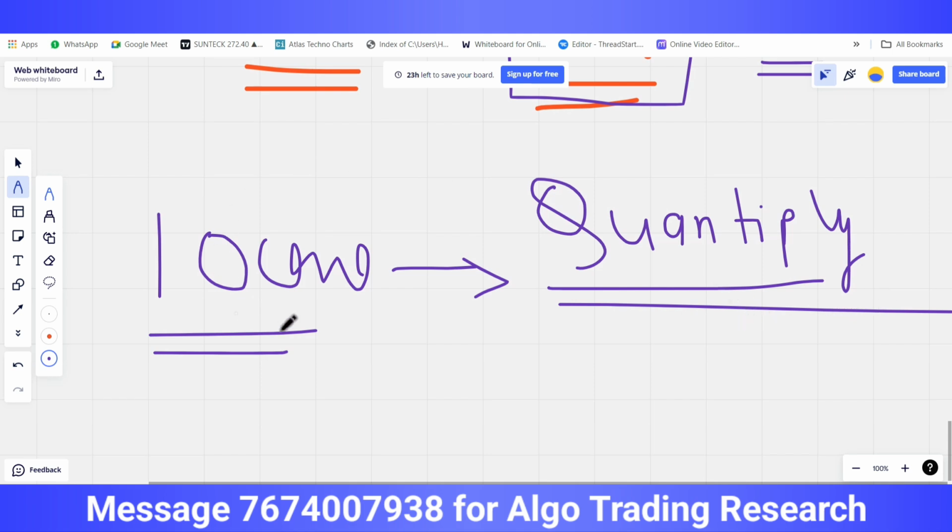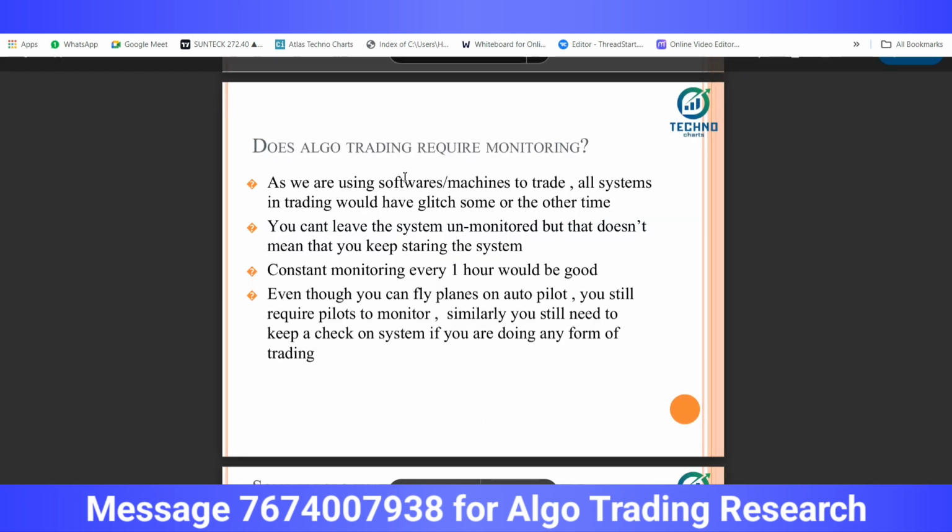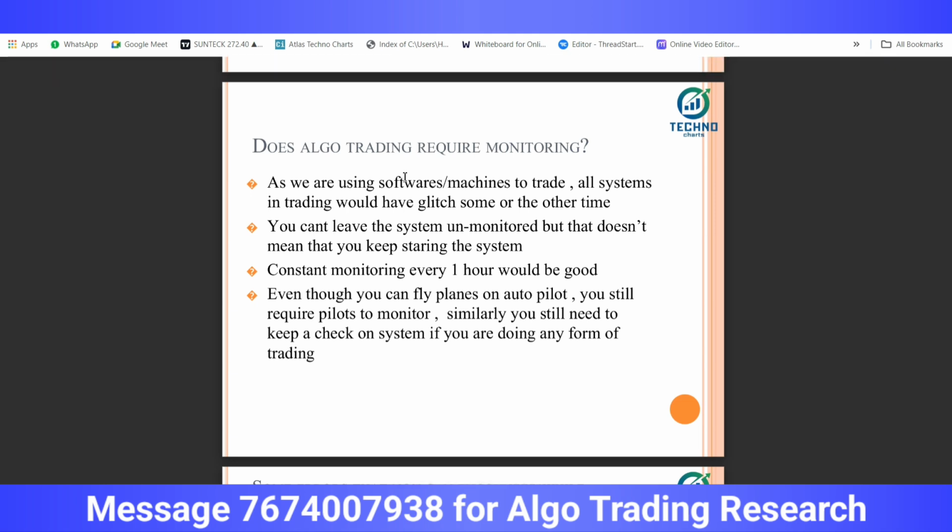ओके, सो ये आपने देख लिया कि कैसे आपको एल्गो ट्रेडिंग में फर्स्टली प्लेटफॉर्म मैंने बता दिया. सेकेंडली, यू विल रिक्वायर बेसिक मॉनिटरिंग वंस यू स्टार्ट एल्गो ट्रेडिंग. नाउ क्वांटिप्लाई प्लेटफॉर्म पे एवरीथिंग कैन बी ऑटोमेटेड, एवरी लॉजिक कैन बी ऑटोमेटेड, एंड यू गेट टेलीग्राम नोटिफिकेशन फॉर ऑल काइंड ऑफ एरर here. Okay, so you just have to monitor it.